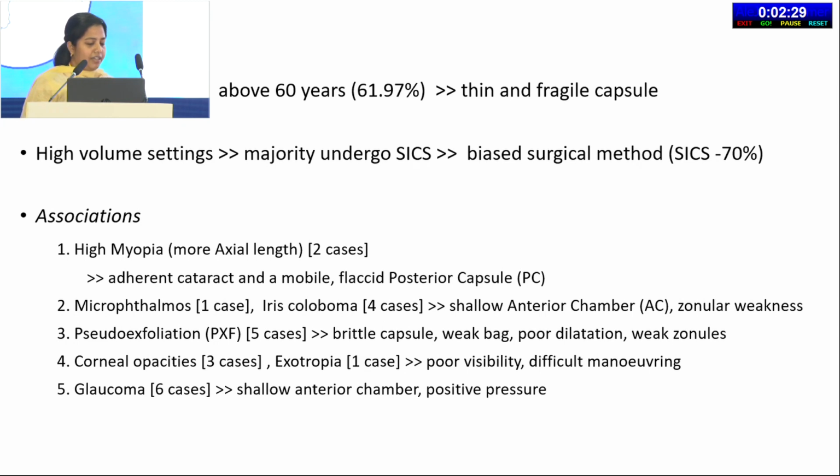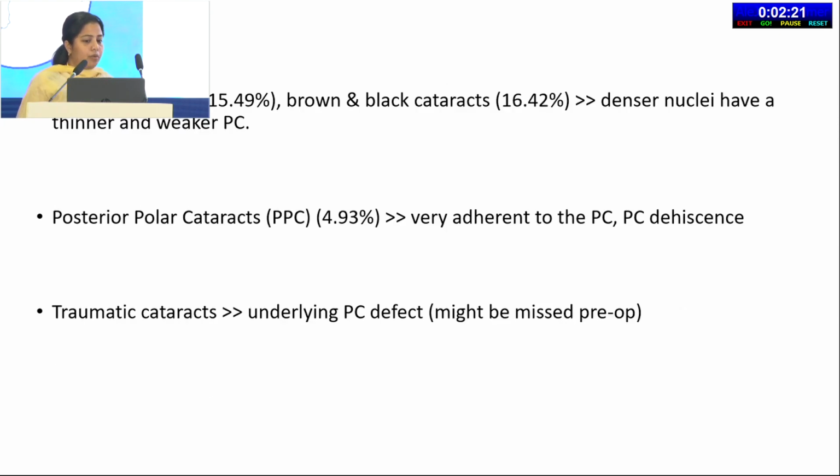And sometimes in advanced cataracts and advanced glaucomas or phacomorphic glaucomas, they can have a shallow anterior chamber and a higher positive pressure that can make them more prone for rents. And brown and black cataracts and mature cataracts have a denser nuclei with a weak and thin posterior capsule. Posterior polar cataracts have an adherent cataract, and sometimes it might be associated with PC dehiscence, which can make them more prone for rents. Traumatic cataracts can have an underlying PC defect, which might be missed preoperatively, that can end up in a rent.